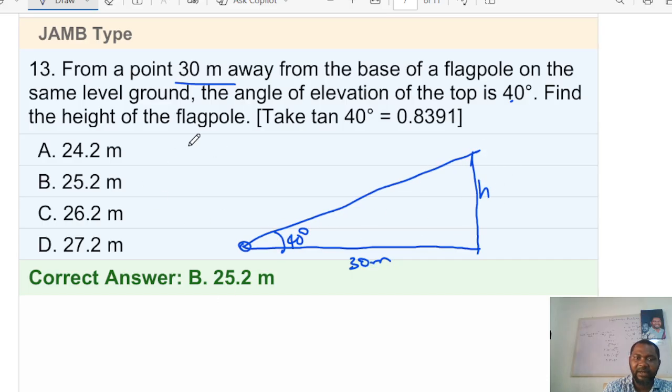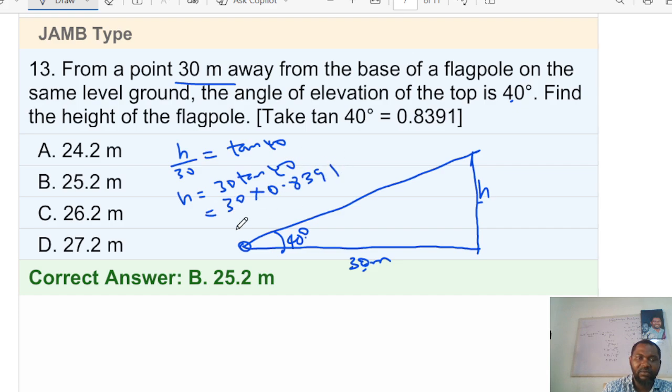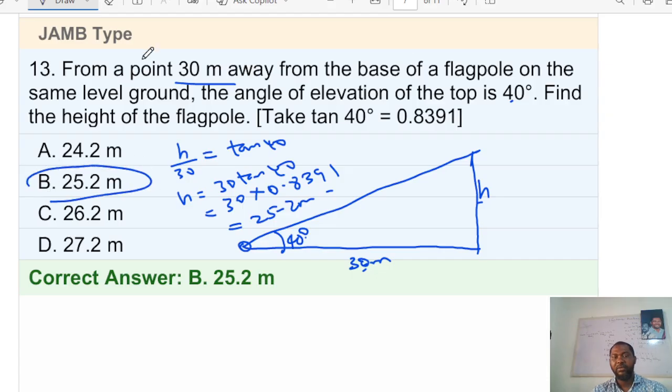This is quite direct. h is opposite, 30 is adjacent. So I'm going to say h over 30 is equal to tan 40. So that means h is going to be equal to 30 tan 40, which is 30 times 0.8391. And 30 times this is going to give us 25.2 meters. So that is the answer to that question. Quite easy, right?